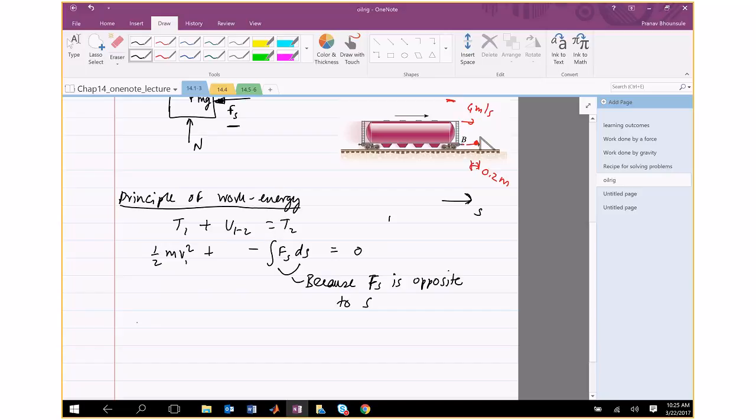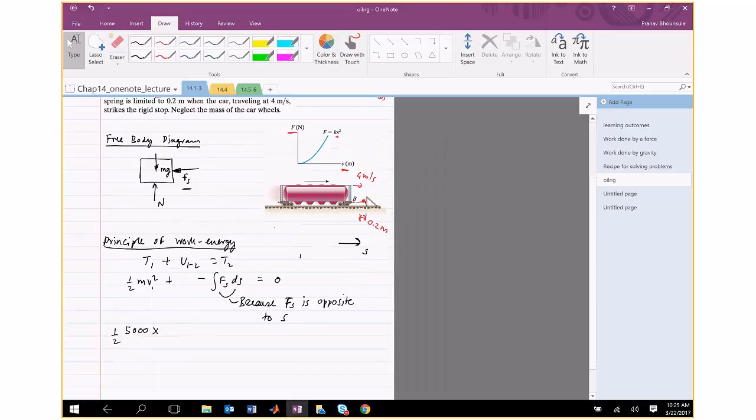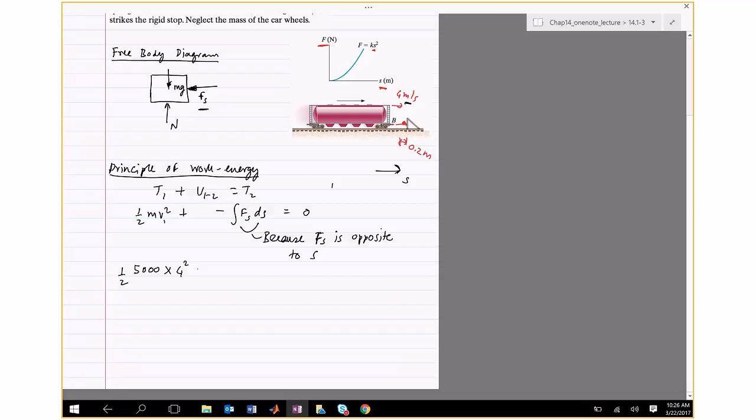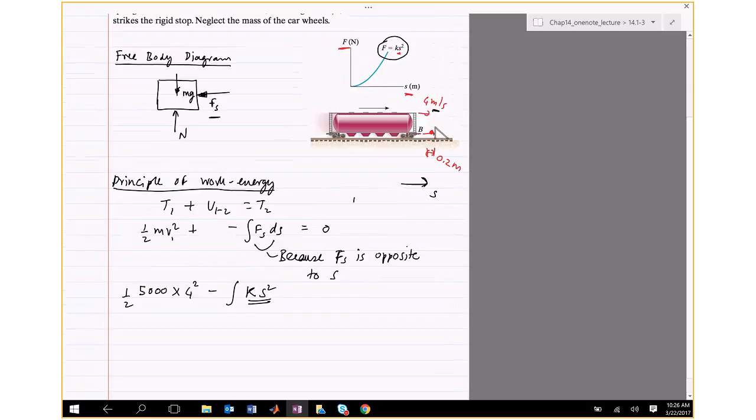numbers in. The mass is 5,000 kilograms. So 5,000. The initial velocity is 4 meters per second. That's 4 squared minus the Fs is minus, well, I already put the minus sign, so it's ks squared. It's ks squared because they're told that the spring characteristic behaves like a non-linear spring, and then ds equal to zero. I'm missing the integrals. So s is going from zero to 0.2. So it's stretched by 0.2. It comes to a stop in 0.2 meters. That's assuming that this is zero. The initial position is zero when it's unstretched, and then it's compressed by 0.2.